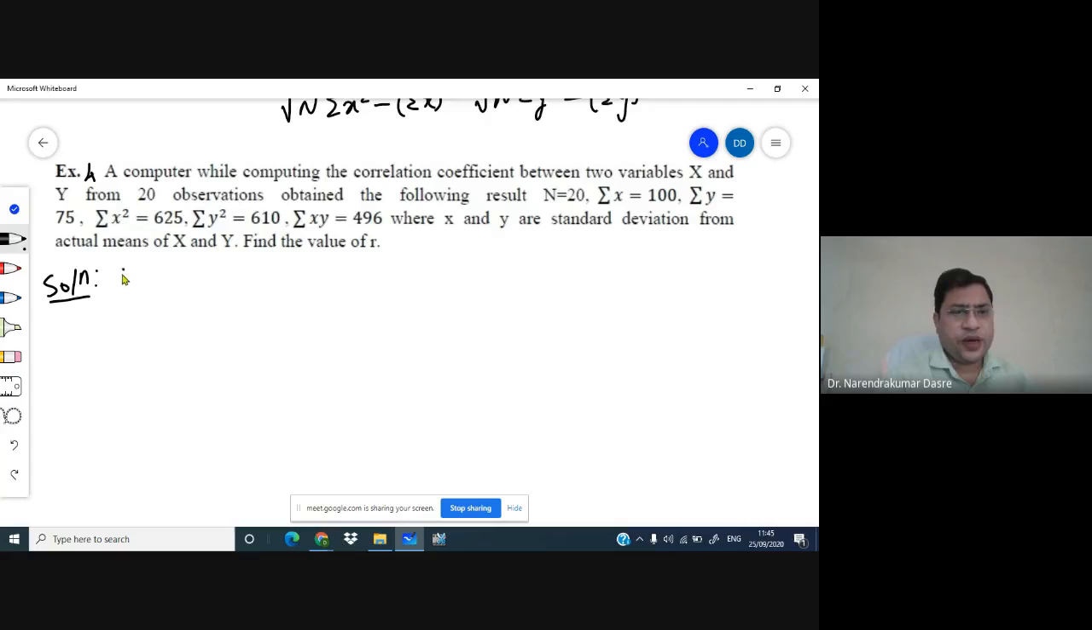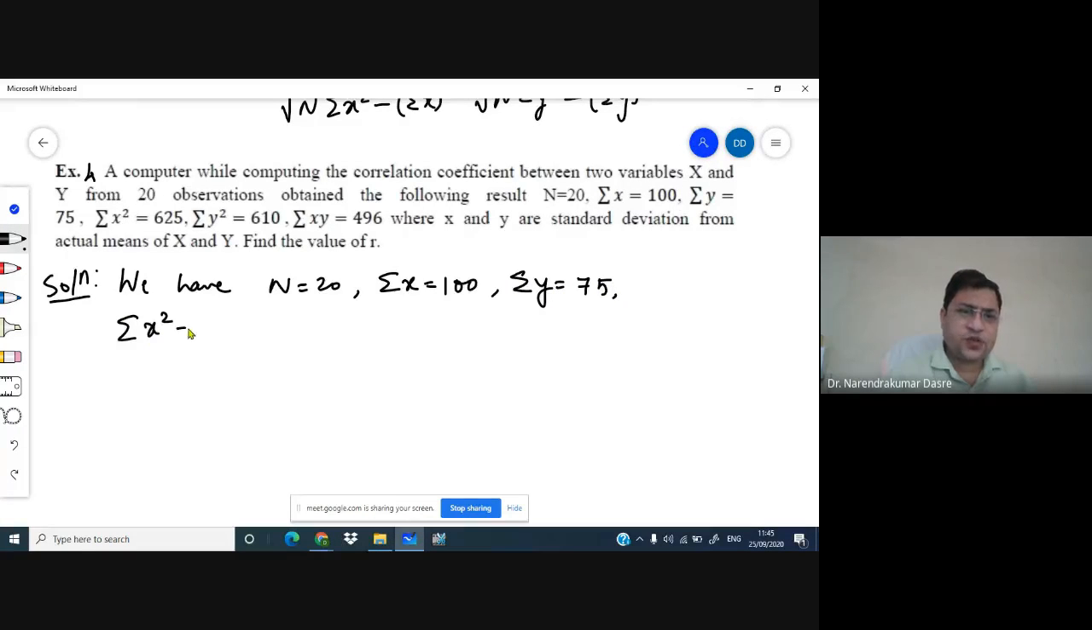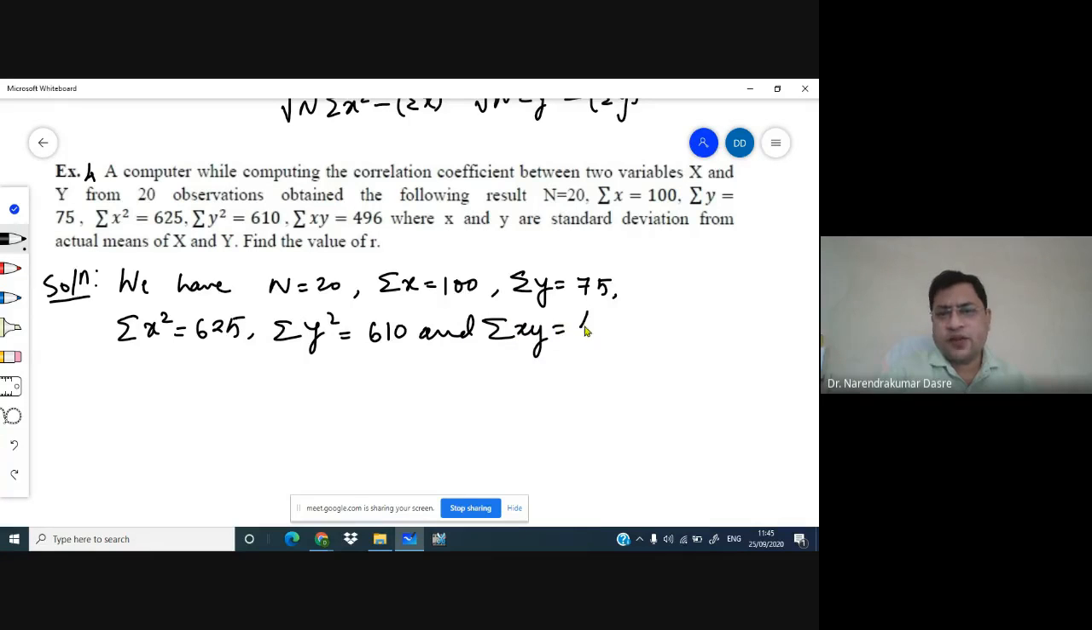So we'll write all the given things. We have n is equal to 20. Then what is given? Summation x is equal to 100. Summation y is equal to 75. Then we have summation x square is equal to 625. And we have summation y square is equal to 610. And we have summation xy is equal to 496.